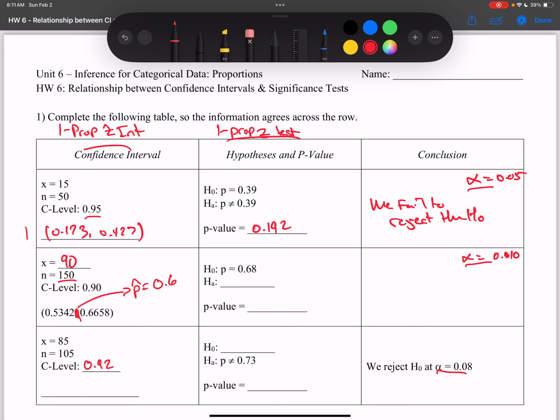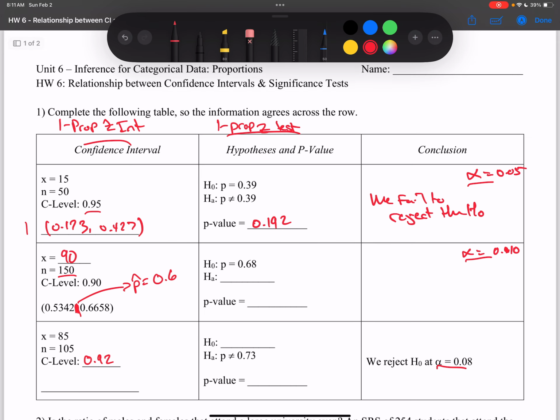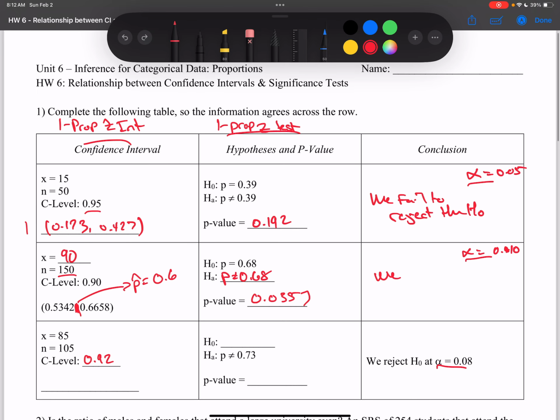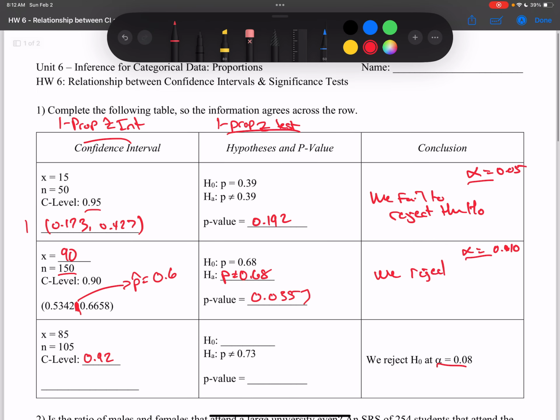Okay, and then for our second column here, we got to fill in our alternative, which is going to be p is not equal to 0.68. Okay, and our p-value comes out to 0.0357, again using your calculator. Let's see, 0.0357 is less than 10%, so we reject the null hypothesis.